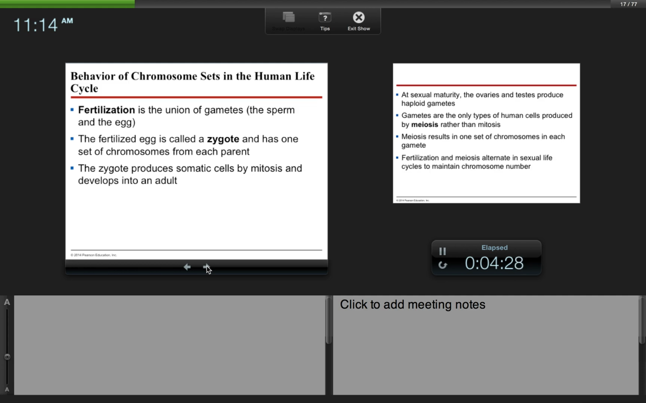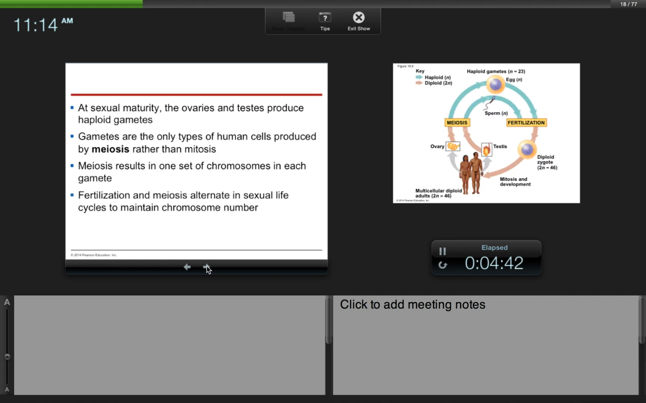Fertilization is the union of gametes. The sperm fertilizes the egg. The fertilized egg is called the zygote and has 1 set of chromosomes from each parent. The zygote produces somatic cells by mitosis and then develops into an adult. At sexual maturity, the ovaries and testes produce haploid gametes. Gametes are the only types of human cells produced by meiosis rather than mitosis. Meiosis results in 1 set of chromosomes in each gamete. Fertilization and meiosis alternate in sexual life cycles to maintain chromosome number.